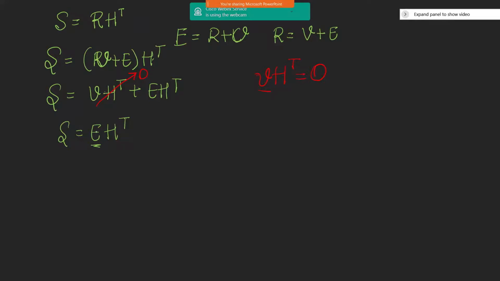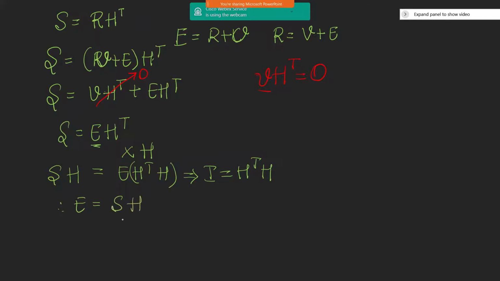To directly obtain the error pattern itself, just multiply by the parity check matrix H on both sides. So this will be S multiplied by H is equal to E times H transpose times H. So this H transpose times H is nothing but an identity matrix. Therefore, E can be written as S times H. So E is of size 1 cross n. S, as I just told, is of the size 1 cross n minus k. H is of the dimension n minus k cross n.